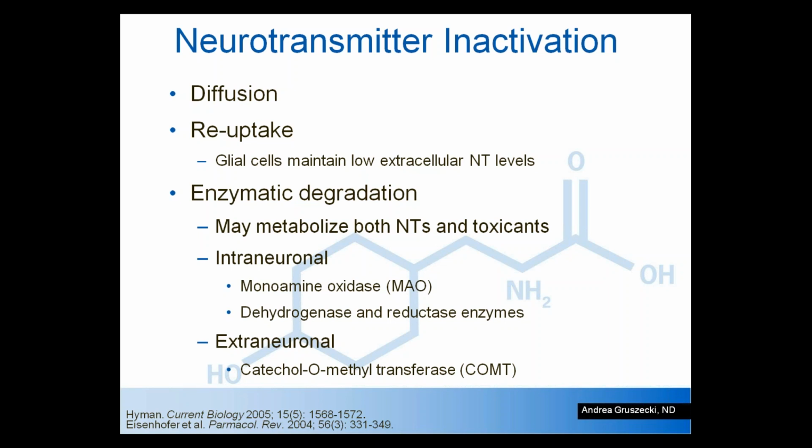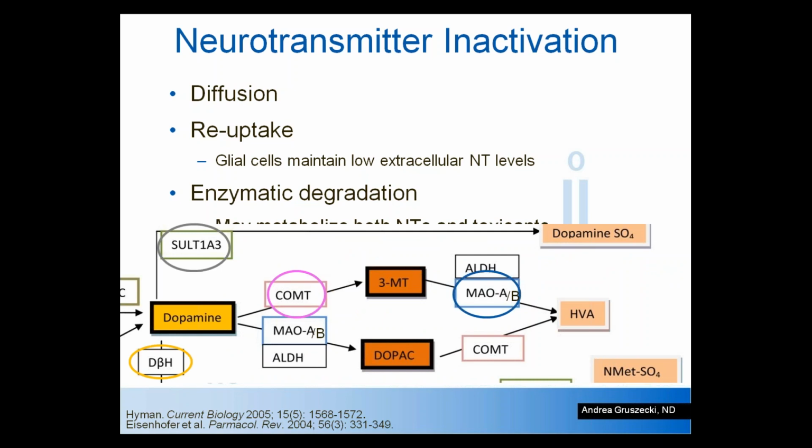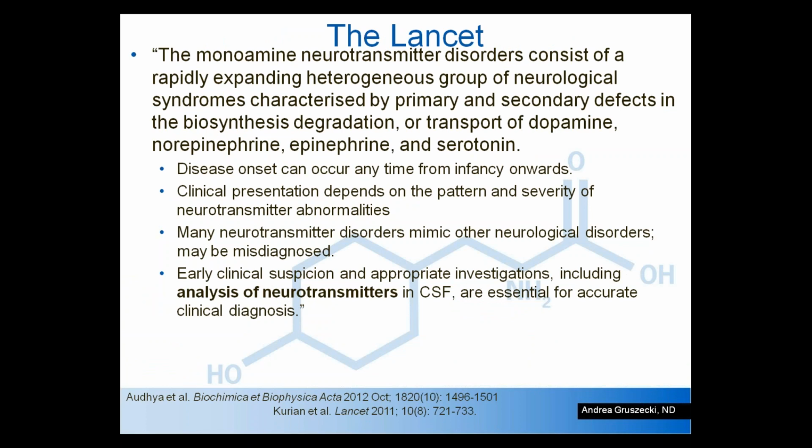The evaluation of neurotransmitter intermediaries can provide a functional assessment of catechol O-methyltransferase and monoamine oxidase enzymes, which are often reported in genetic assessments. A recent article published in The Lancet in 2011 stated that for the neurobiogenic amines, disease onset can occur at any time from infancy onward. The clinical presentation depends on the abnormality in the neurotransmission. That neurotransmitter disorders can mimic other neurological problems and may be misdiagnosed. And the article recommended that clinicians have an early clinical suspicion and apply appropriate investigations, including the analysis of neurotransmitters, in order to accurately diagnose their patients.